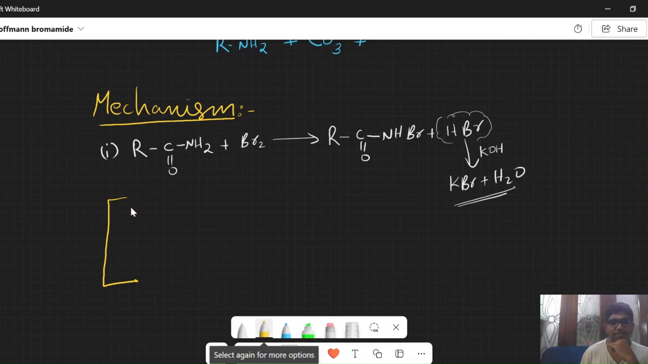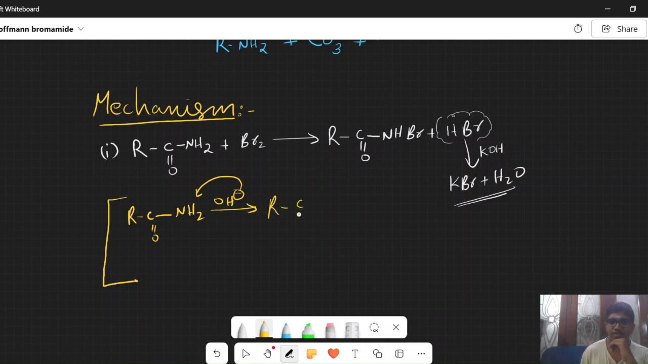Okay, see, RC double bond O NH2 is first attacked by a base. I'm writing it as OH minus supplied by KOH. So OH minus abstracts the acidic proton here, which is attached to nitrogen, to give RC double bond O NH negative charge. So this is a nucleophile now. The nitrogen here is highly electron rich and it is ready to attack a species which can accept the electron.